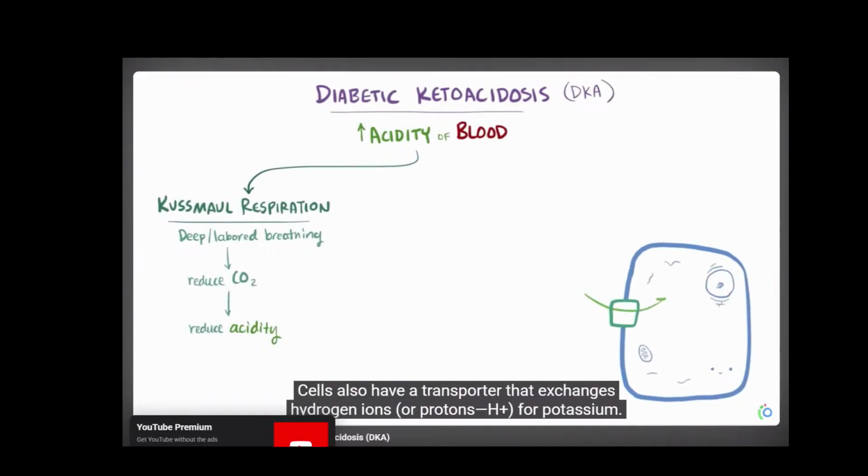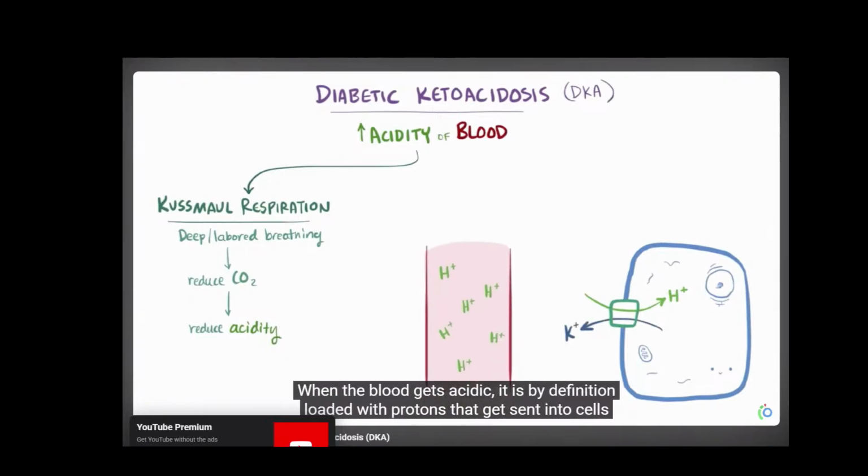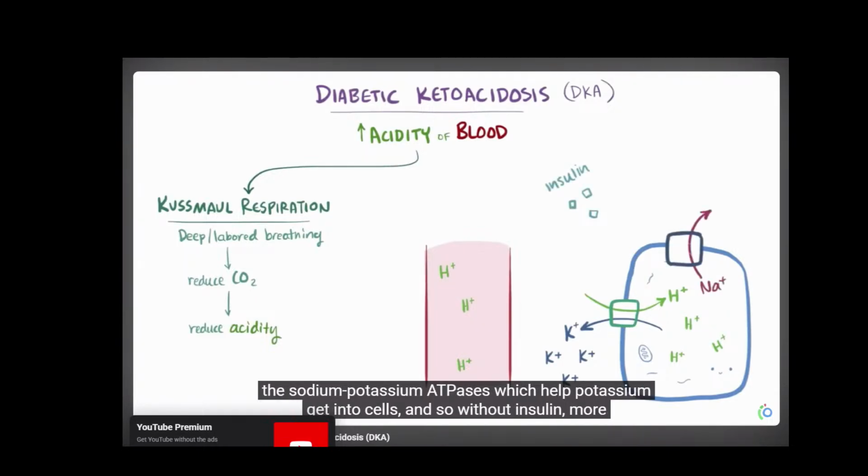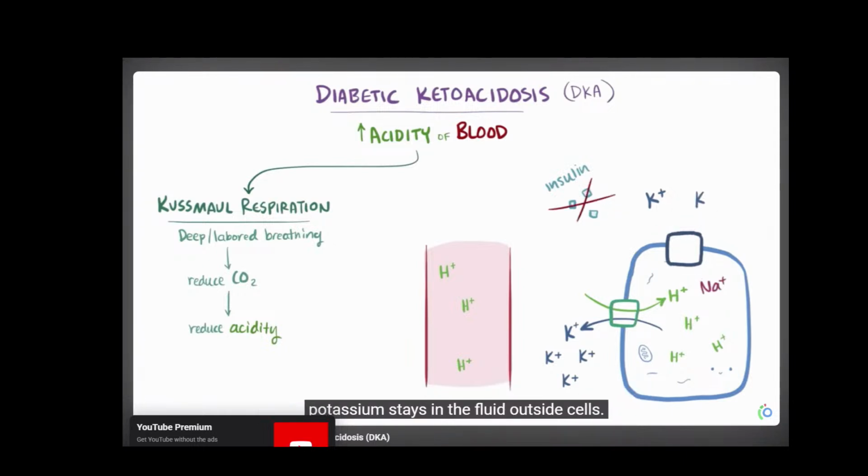Cells also have a transporter that exchanges hydrogen ions, or protons, for potassium. When the blood gets acidic, it's by definition loaded with protons that get sent into cells while potassium gets sent into the fluid outside cells. Another thing to keep in mind is that in addition to helping glucose enter cells, insulin stimulates the sodium-potassium ATPases, which help potassium get into the cells. And so without insulin, more potassium stays in the fluid outside cells.